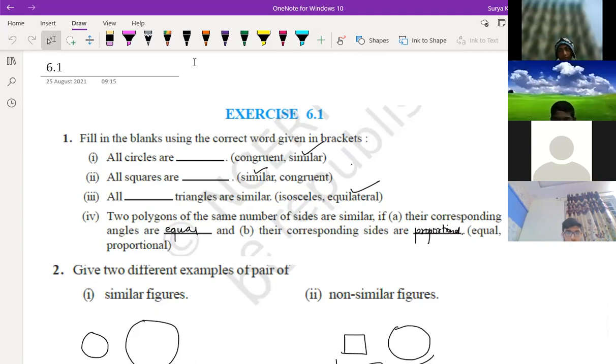Next one is all squares are similar. This is also similar, right? All equilateral triangles are similar. Why not isosceles? Because their base may vary. Your base may vary, right?